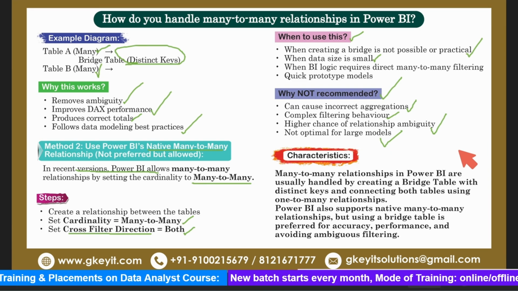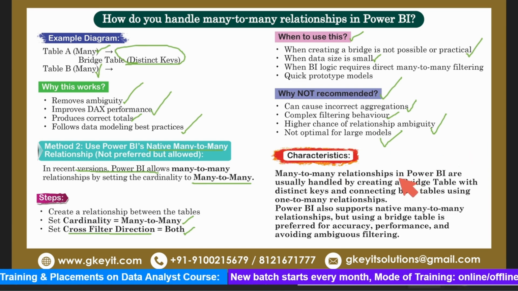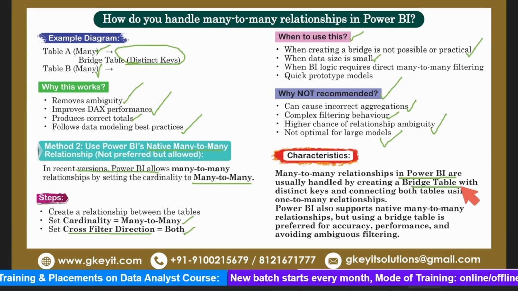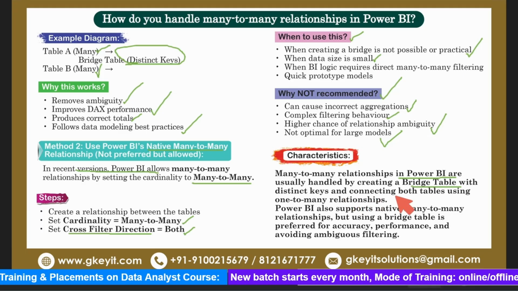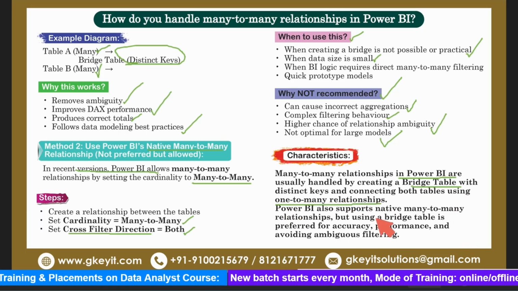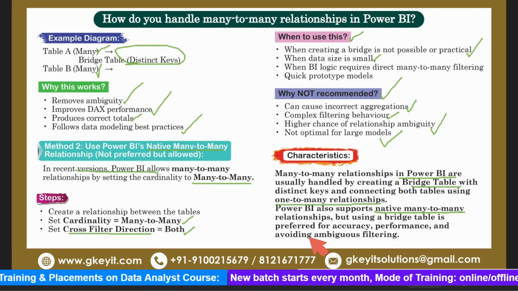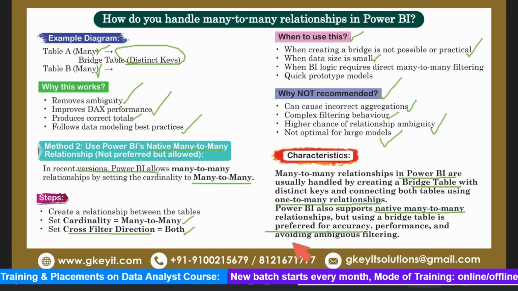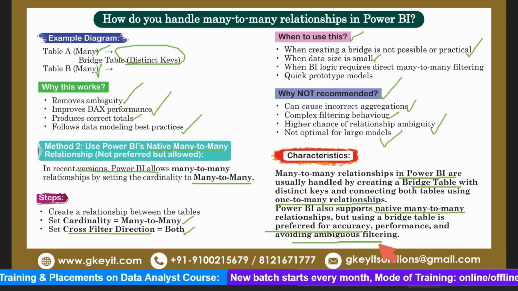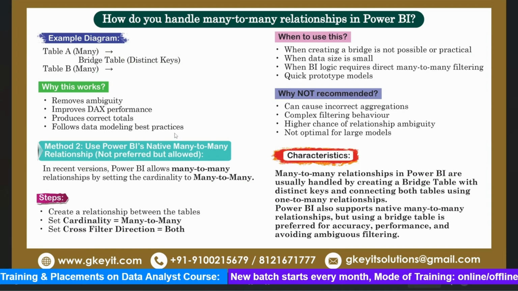To summarize the characteristics, many-to-many relationships in Power BI are usually handled by creating a bridge table with distinct keys and connecting both tables using one-to-many relationships. Power BI also supports native many-to-many relationships, but using a bridge table is preferred for accuracy, performance, and avoiding ambiguous filtering. Let us see these things practically in Power BI with sample data.